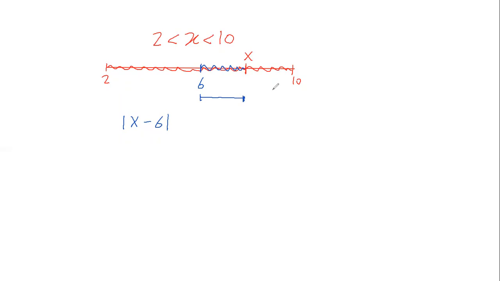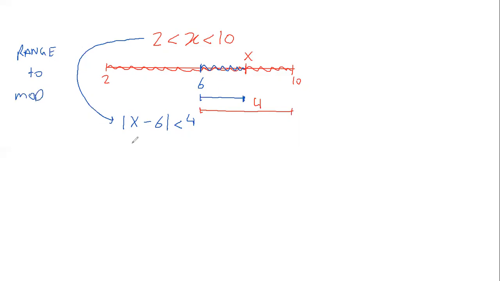Now I can clearly see on the number line that the distance of x from 6 will always be less than this distance, which is the distance of 6 from 10, which is 4. So I can clearly see that this blue distance, the distance of x from 6, will always be less than 4. So you see, if I know the range, I directly got the modulus. So from range to mod, and if I know the modulus, I can get back to the range. So the distance of x from 6 is always less than 4.